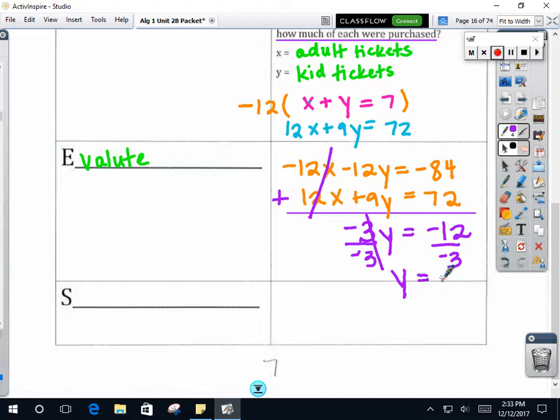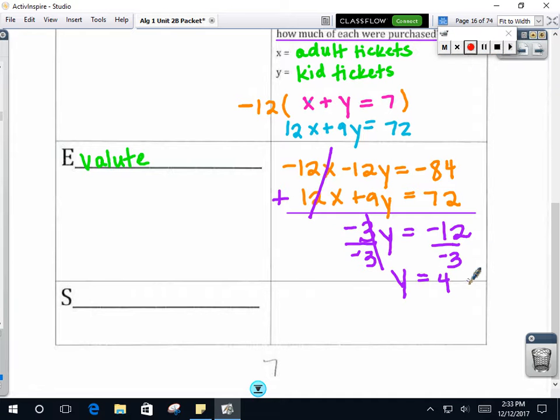Now, 4 what? Right. Y represents kids' tickets, so that's 4 kid tickets. Correct. Which automatically means, I've run out of room, that you have 3 adult tickets. And how do you know that? There were 7 total tickets.